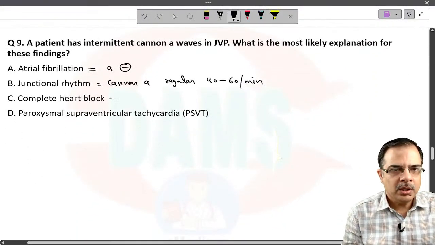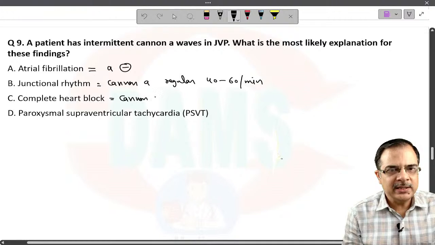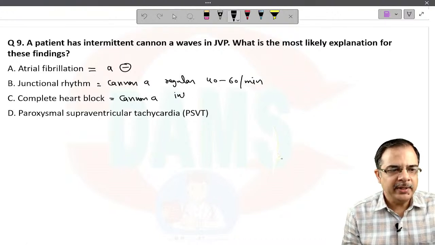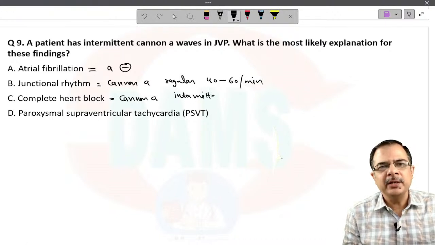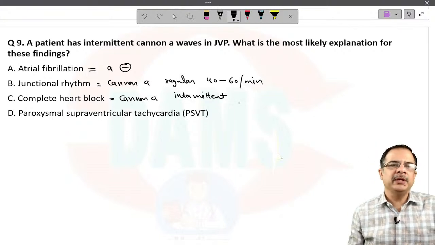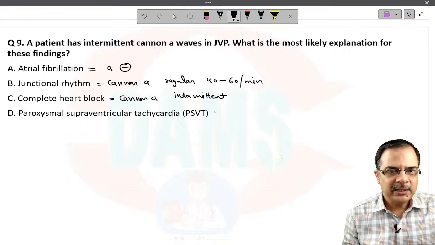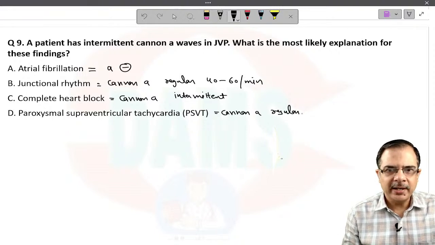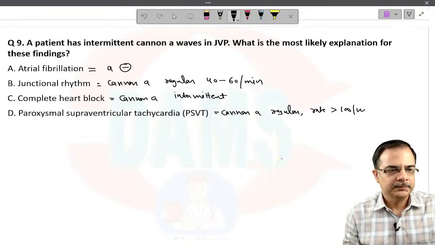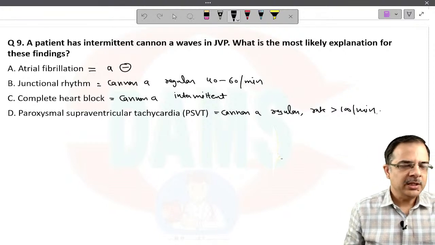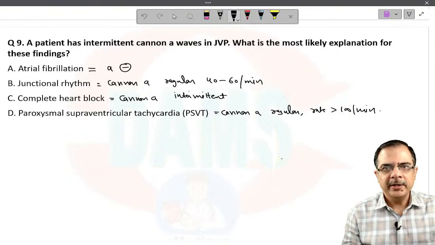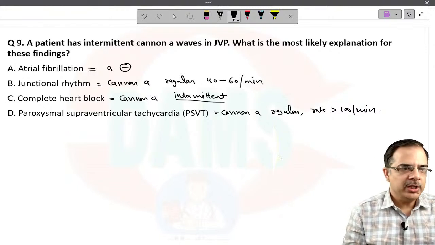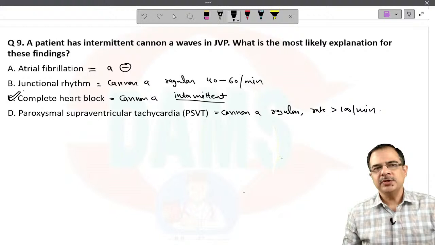While in complete heart block, Cannon A waves will be present, but those will be intermittent. Intermittent means that they will be coming occasionally. While PSVT has Cannon A waves, yes, this is a cause of Cannon A waves. These are regular, and the rate here will be more than 100. So intermittent means coming occasionally. Answer is C option.